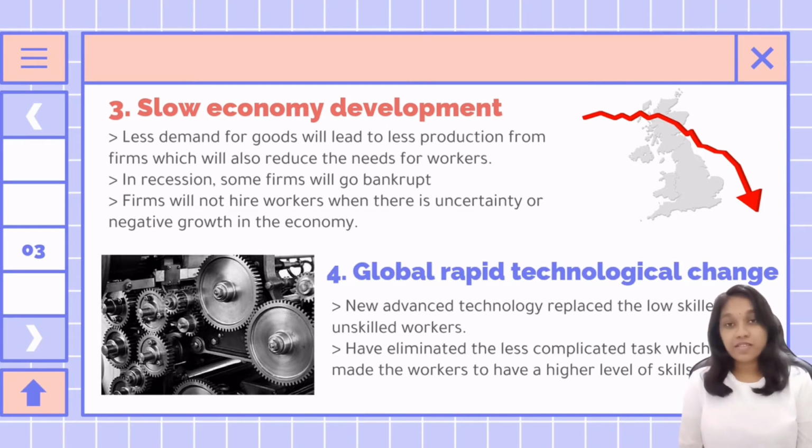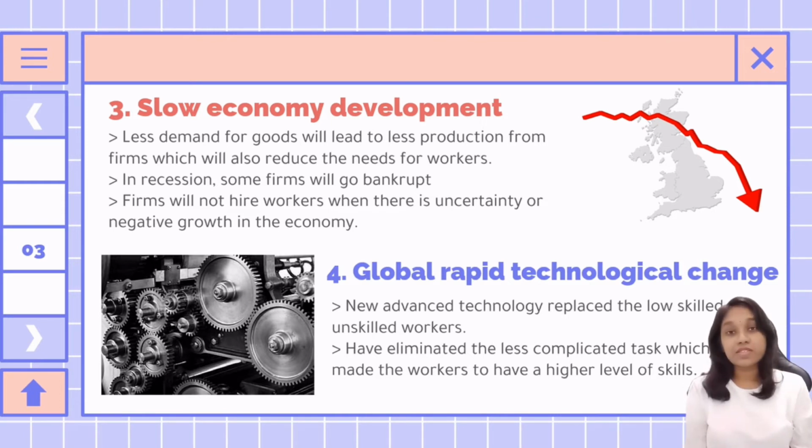The fourth factor of unemployment is rapid global technological change. Unemployment can also occur when there are developments in technology and working practices, which can lead to many people losing their jobs. When a labor-saving machine is introduced into a productive process, this could make the firm get rid of their workers since the machine can produce the same amount of goods as before.